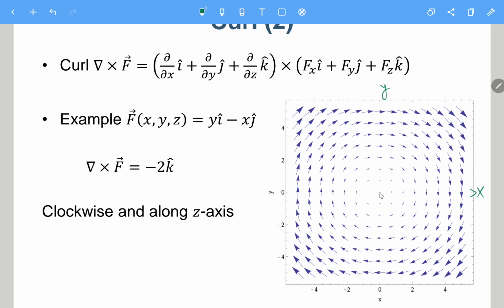At the origin, it has nothing. Okay, let's say if it is 1, 0, 0. Then this is 0 and this is 1, which is a negative j. If it is 0, 0, 0, it turns out to be a zero vector. If it is 1, 0, 0, it turns out to be a negative j hat.